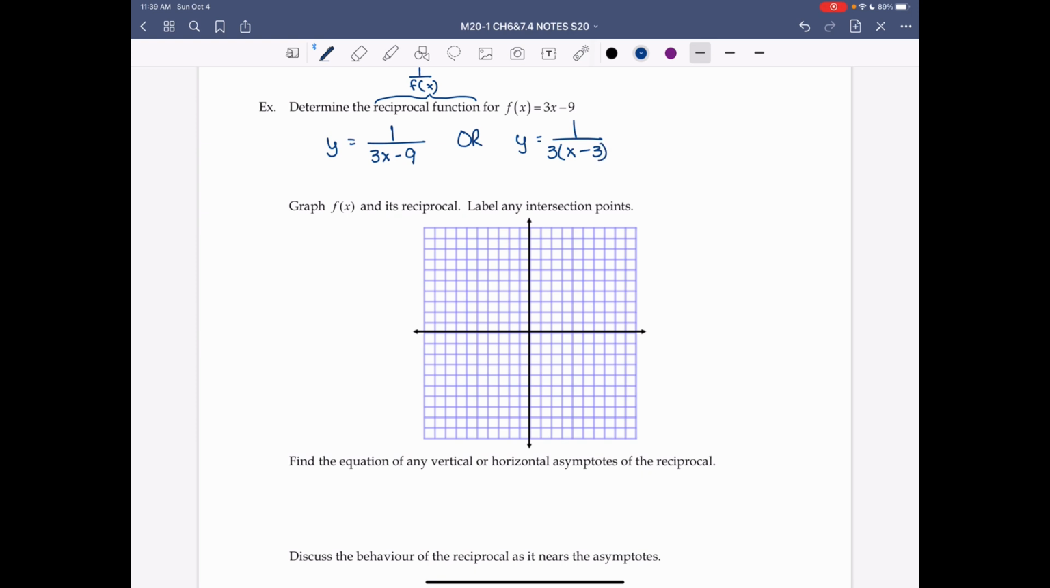What are our NPVs for this function? Well, our NPV would be when x minus 3 equals 0, which would be when x equals 3. So that becomes a vertical asymptote for the reciprocal function.